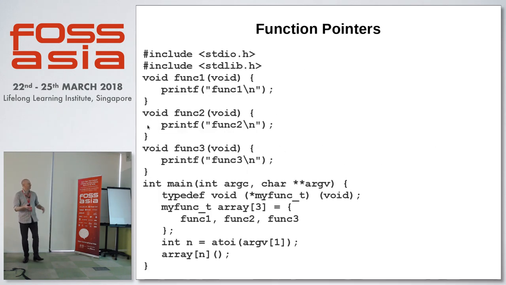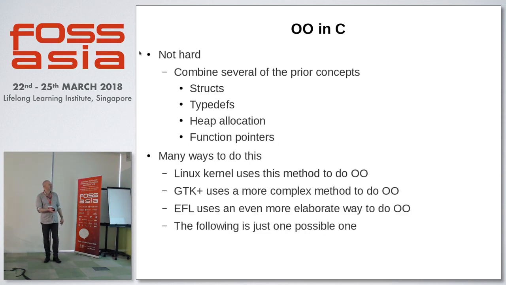Why did it go back there? So that's an example. I created a typedef for a function. I just stored functions in an array. And then I actually do ASCII to integer, take your first argument. If I passed in 0, I would have called func1. If I passed 1, I'd call func2. If I passed in 2, I'd call func3. It's just based on which one I call.